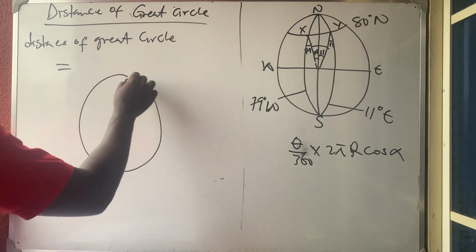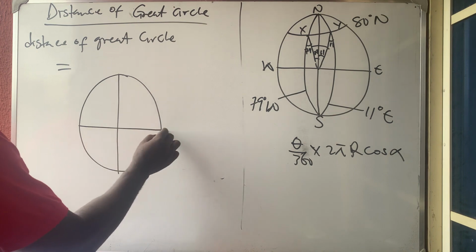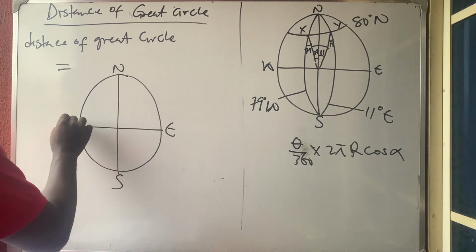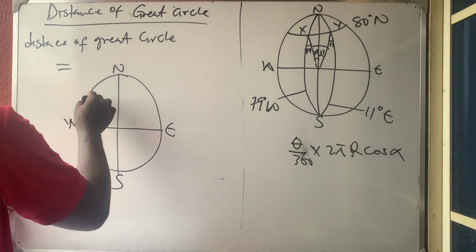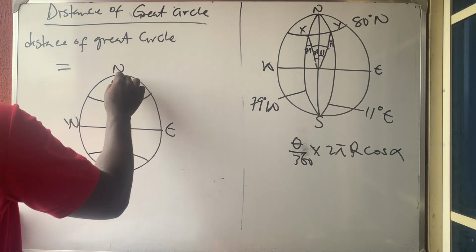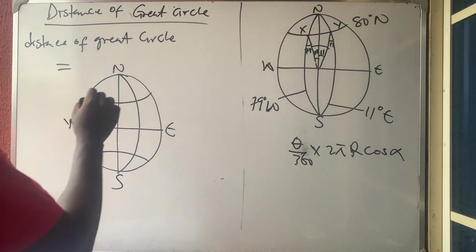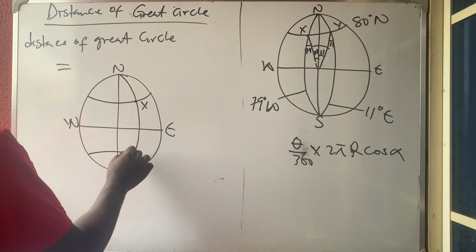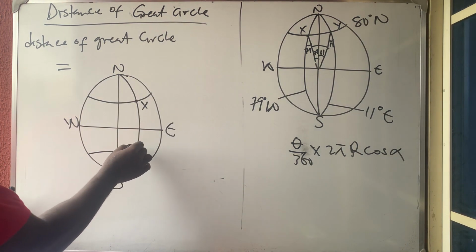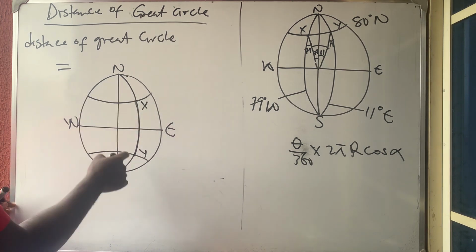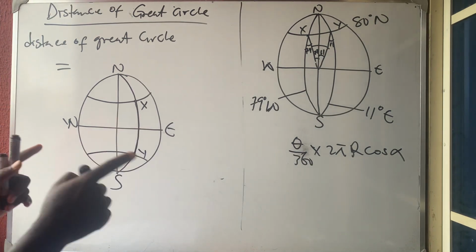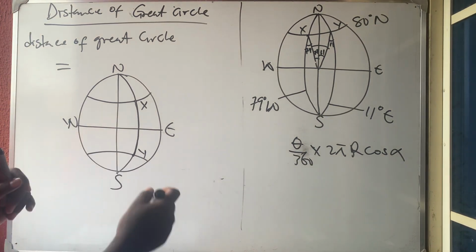Distance on a great circle is, for example, if I have my cardinal points like this, let me make you understand it very well. This is north, south, east, and west. Maybe I have something like this and another one like this, and then I have a common latitude. Now let me say this is point x and this is point y. The distance between x and y is on the longitude. So if it's on the longitude, we call it distance on the great circle. You need to know the difference between distance on the great circle and distance on the small circle.